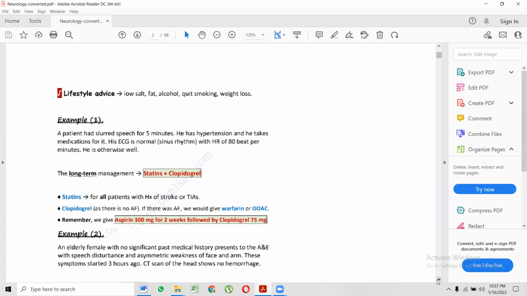Now, example number 2: an elderly female with no significant past medical history presented to accident and emergency with speech disturbances and asymmetric weakness of face and arm. This symptom started 3 hours ago. A CT scan of the head shows no hemorrhage. What will be the management of this patient? What is the next best step in the management of this patient?